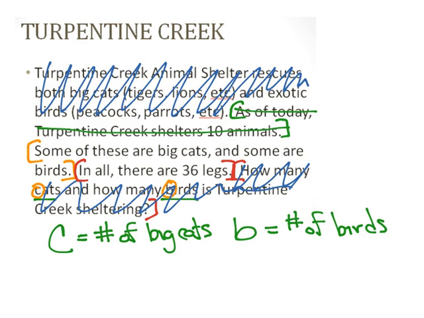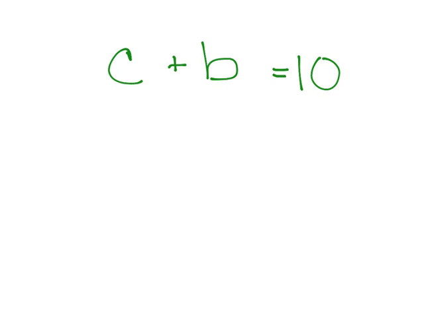Next, let's look at the last one. In all, there are 36 legs. This is by far the hardest thing to conceptually grasp. Just like before when we realized that there were a total of 10 animals at the shelter, we now know that there is a total of 36 legs. So something has to equal 36. We can also make the assumption that it has something to do with cats and birds, and we're probably adding them together. The question is, how can C plus B equal 10 and C plus B equal 36?